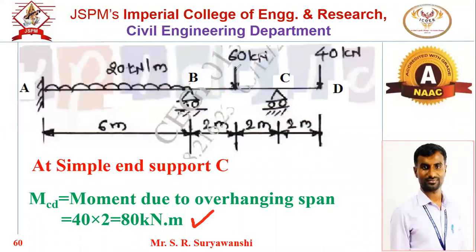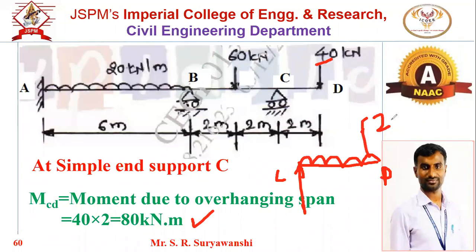Okay. Now tell me, suppose instead of this 40 kilonewton, so suppose this is CD, this is C, this is D. Instead of point load, if I consider the UDL of suppose 20 kilonewton per meter, and the CD span is suppose 4 meter, then what is the overhanging moment? What is the overhanging moment? Point load ऐवजी जर UDL असेल तर काय असेल सांगा.